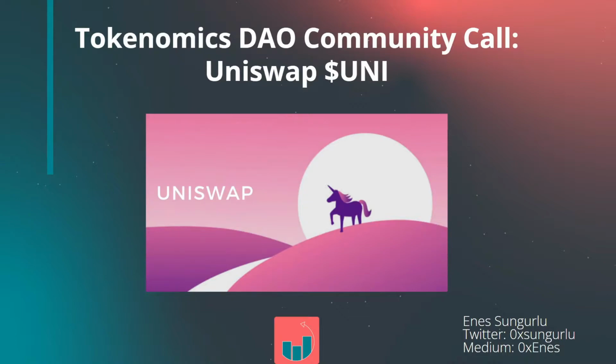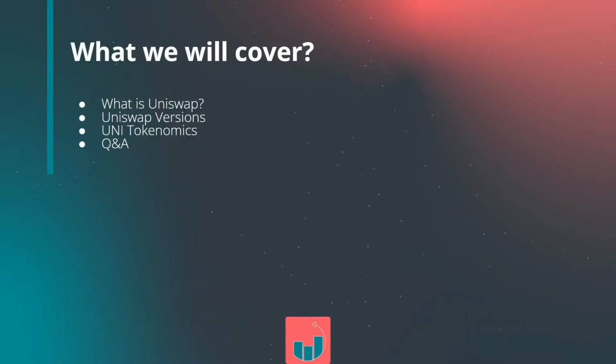Hi, everyone. I'm Ennis, and today I will be your presenter of the Tokenomics DAO community call, which is about Uniswap and its token, Uni. So let's start with what we will cover. First, we will start with Uniswap itself. What is it? How does it work? After that, we will speak about the Uniswap versions, and then we will talk about Uni tokenomics. And at the end, we have a Q&A session.